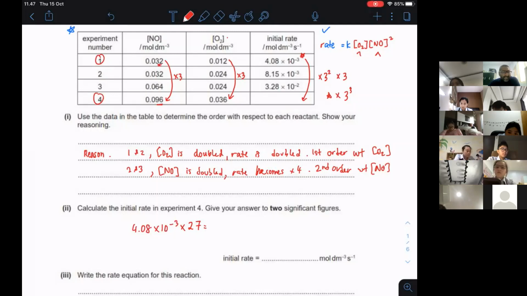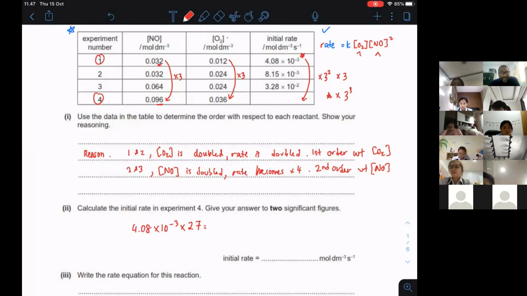I cannot understand, Aneta. If we use what? So O2 is first order, right? And then we multiply the initial rate 4.08 times 3, because we multiply from 1 to 4, O2 is multiplied by 3, right? So the initial rate times 3, right?